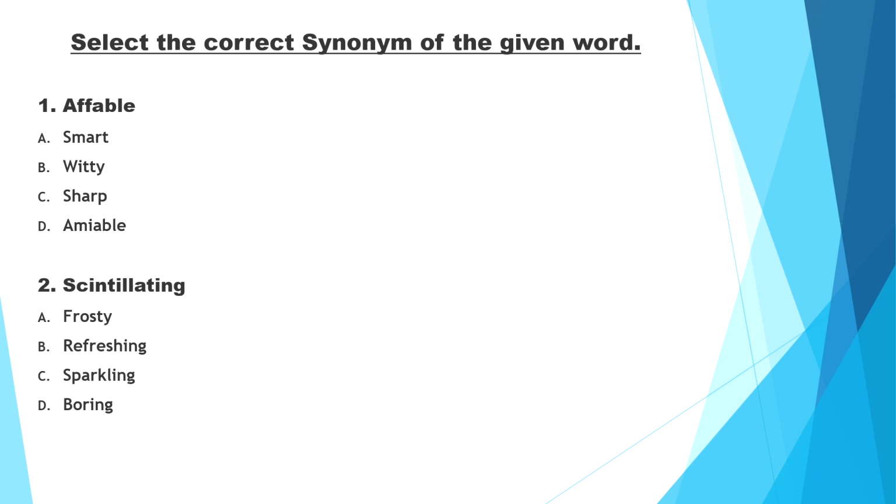So is it done? Let's discuss. The word given is affable, meaning someone who is friendly, good-natured, easy to talk to, cordial or amiable. Hence clearly option D, that is amiable, is the correct synonym of the given word. Fine. Let me write down its meaning.